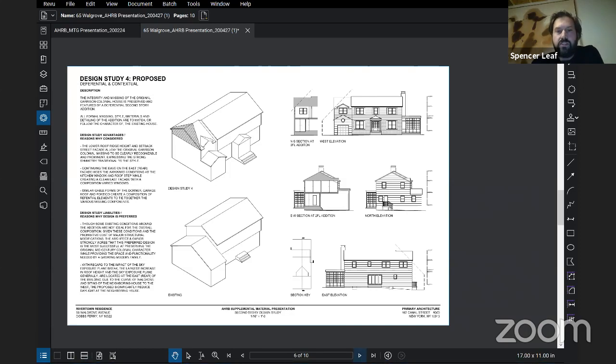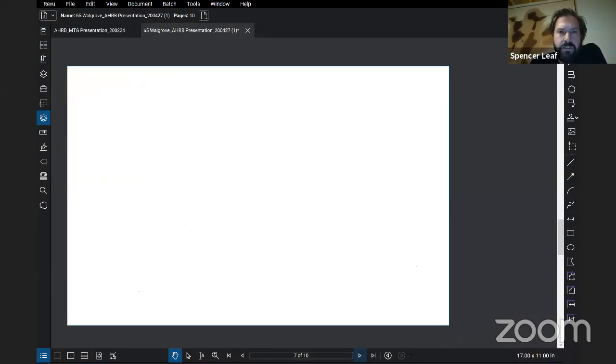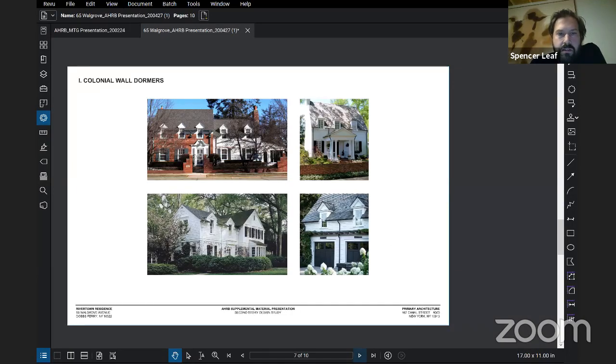The other pages here are essentially reference images. I know at the first meeting there was some talk about a wall dormer, as to whether or not that was contextual to the colonial style. So we wanted to show images of other wall dormers in colonial buildings, which we feel look quite natural.